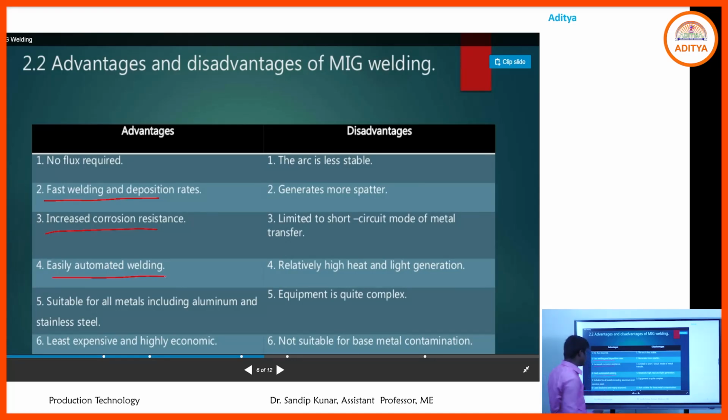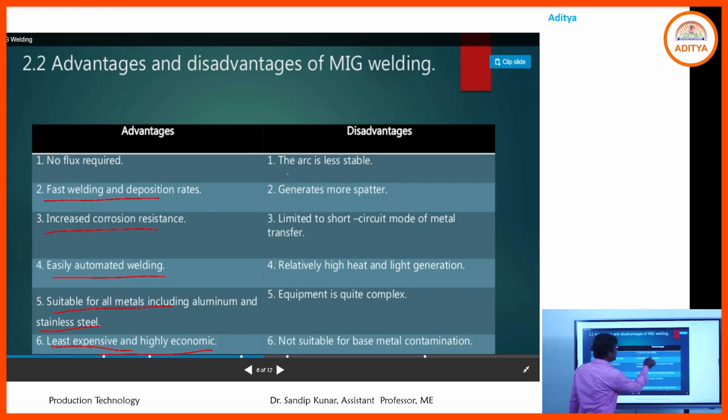Easily automated welding, means these welding operations may be automated. Suitable for all metals including aluminum, stainless steel, means all types of materials we can weld using MIG welding operations. And least expensive and highly economic, this process is highly productive, as I have already told. That's why higher deposition rate and fast welding. Due to that, it is a very highly productive process.